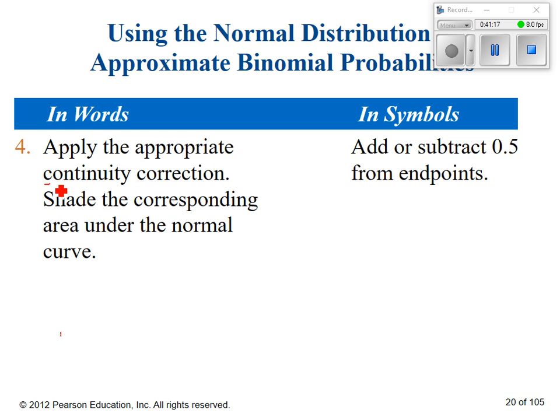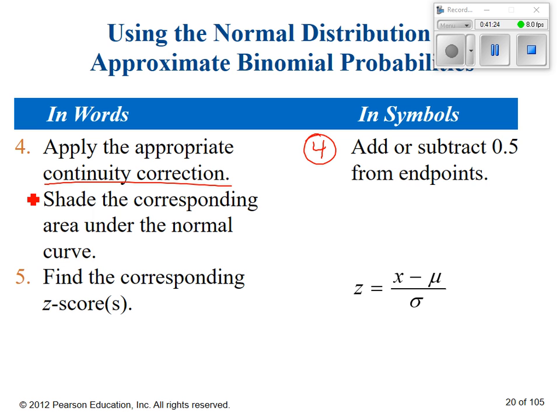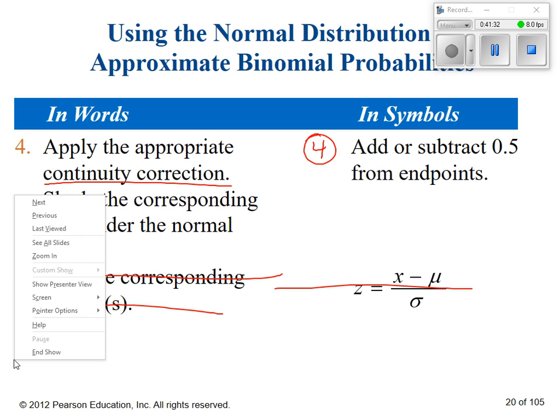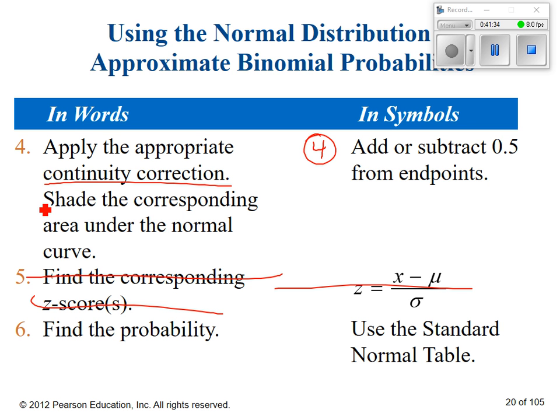Do the continuity correction. Add 0.5 or subtract 0.5 on the endpoints, depending on how you're doing it. Make sure you're looking at the picture. This. That's how you change something to a z-score. We're probably not going to change it to a z-score. Then find the probability. This says use a table. We're probably not going to use a table. We're probably going to use our calculators.